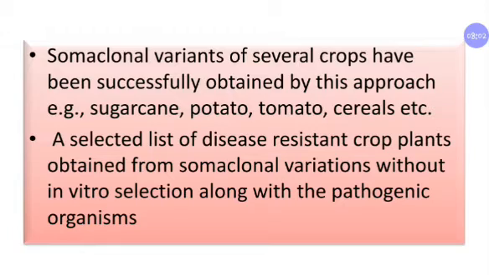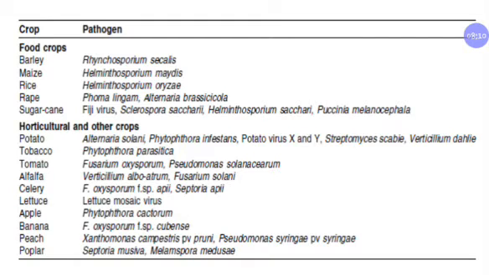By this method, we have developed many somaclonal variant crops such as sugarcane, potato, tomato, cereals, etc. Here we can see a table of a selected list of disease resistant crops obtained from somaclonal variations without in vitro selection along with the pathogenic organisms.